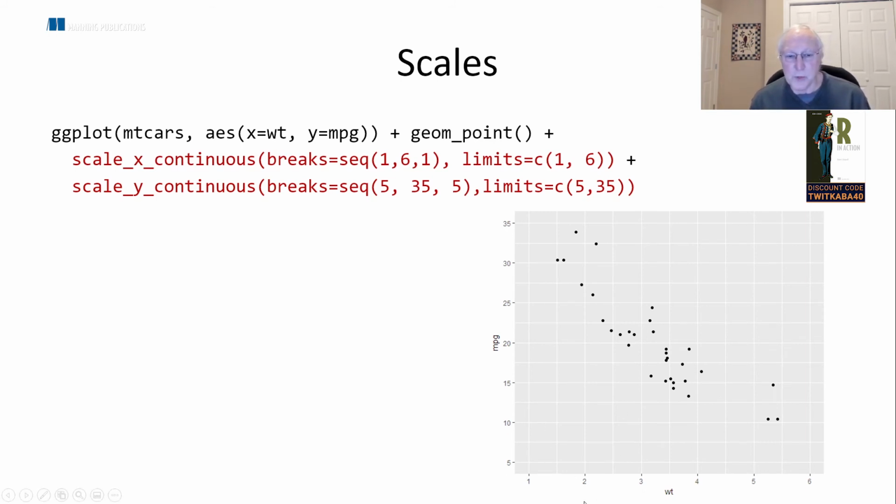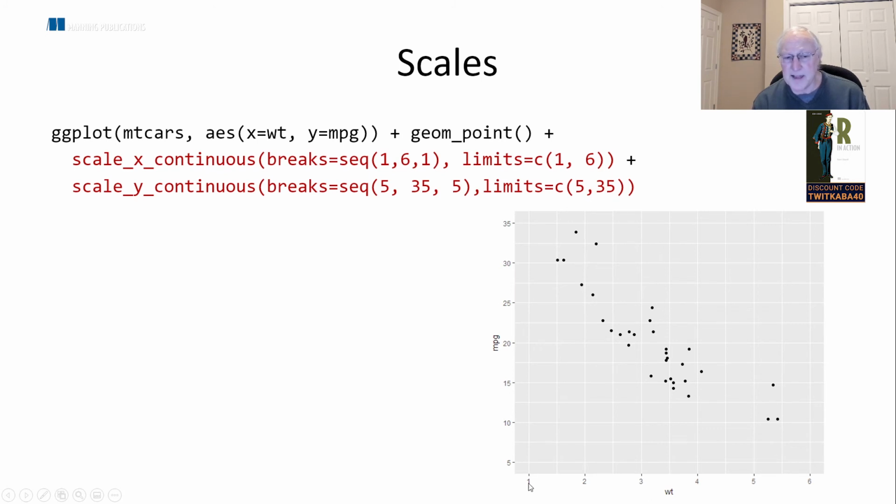So here's an example. If I want to control the X and Y axis specifically, rather than use the defaults that come with ggplot, I can specify. This is the mtcars data set. I've left the salaries data set for a minute. mtcars describes the properties of 32 automobiles in 1973. And we're looking at the relationship between weight and miles per gallon. We can see that as cars get heavier, their mileage goes down.